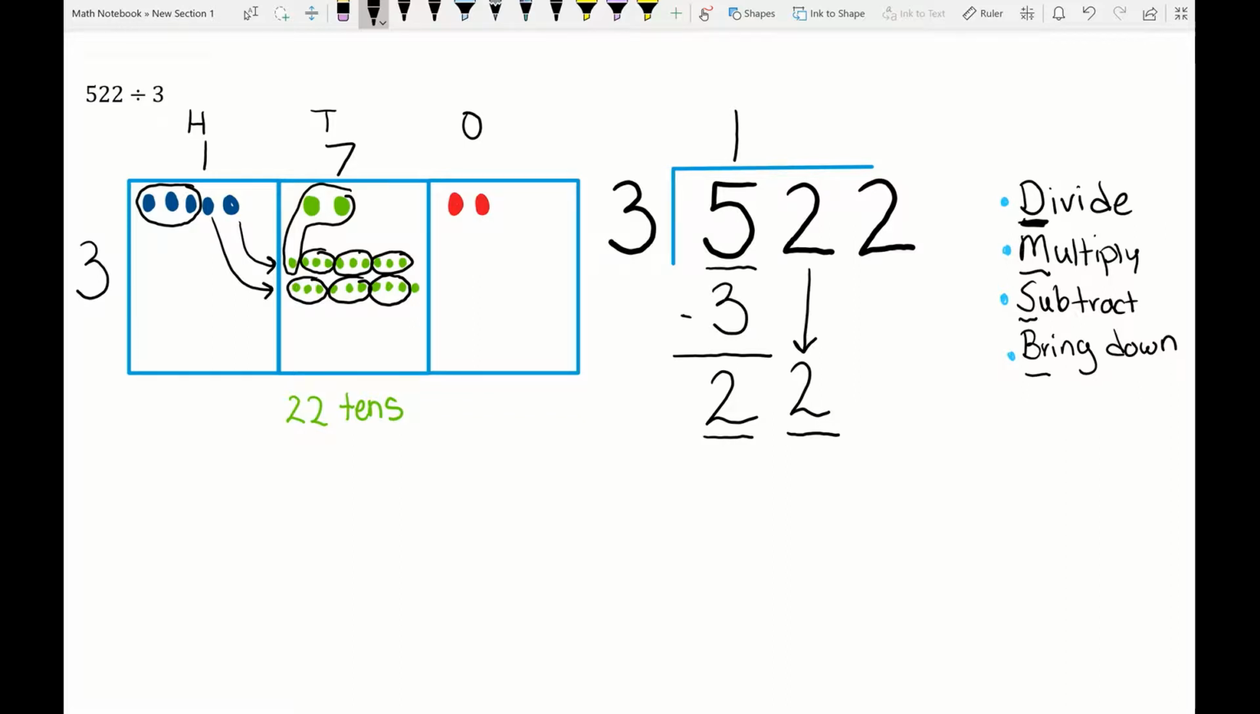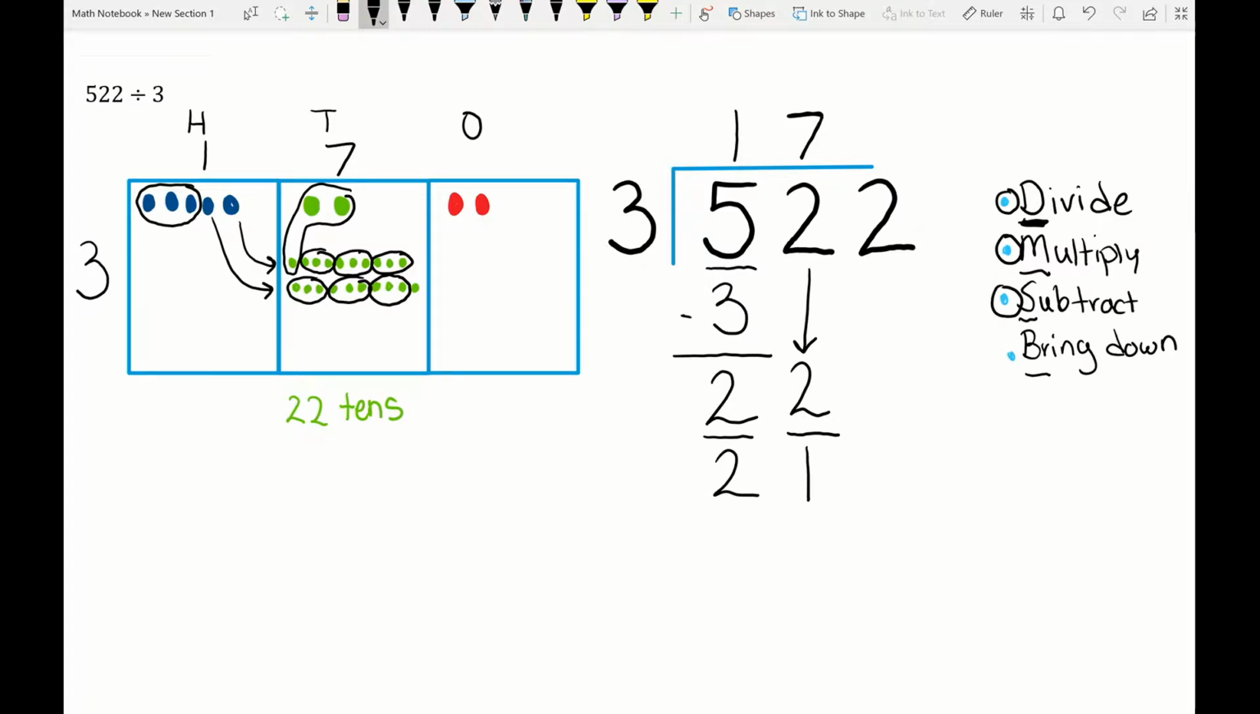Let's show this with the standard algorithm. Here I also have 22 tens, or 2 hundreds and 2 tens. How many groups of 3 can I make from that? I'm dividing. 22 divided by 3. How many groups of 3 are in 22? 7. Next, I multiply. 7 times 3 is 21.